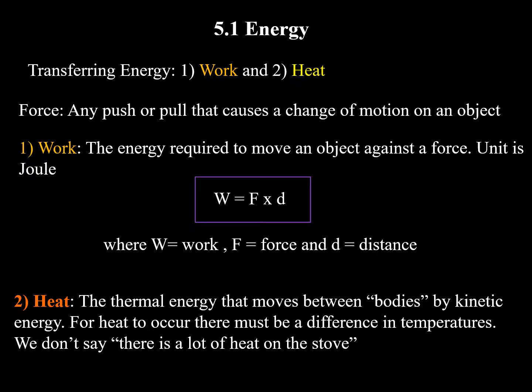So in terms of transferring energy, it can be done through work. It can be done through heat as well. Work is described as the energy required to move an object against a force. So W equals force times distance. We also have heat, which, as you know, travels from hot to cold objects. There must be a difference in temperatures between two things for heat to transfer. We usually don't say there's a lot of heat on the stove; we usually say there's a high temperature on the stove. If I were to burn my hand, we can say all the heat transferred from the stove to my hand and burned my hand.